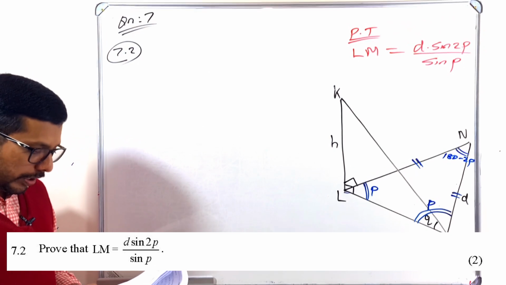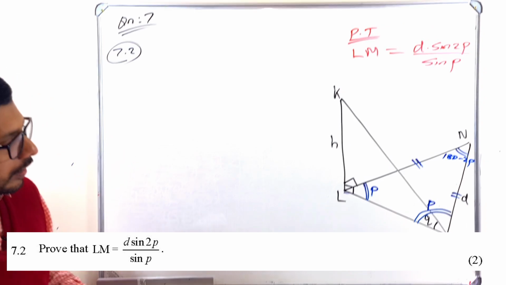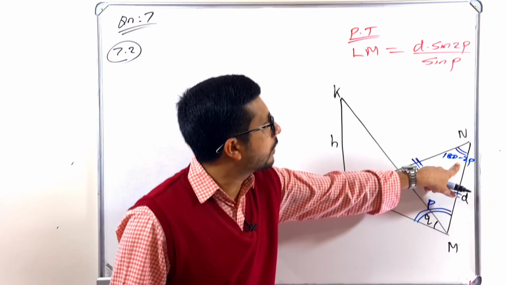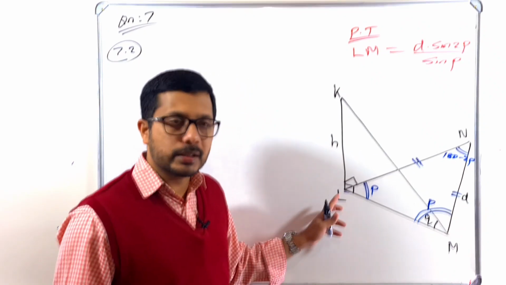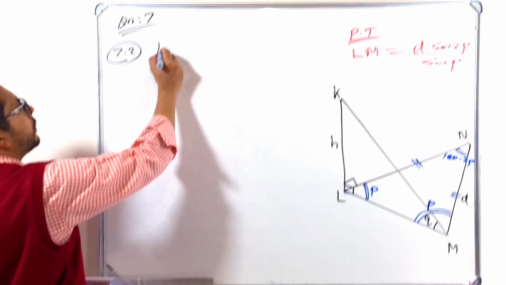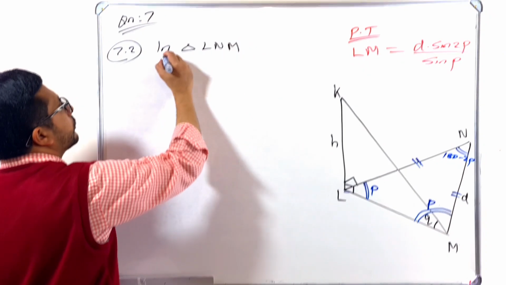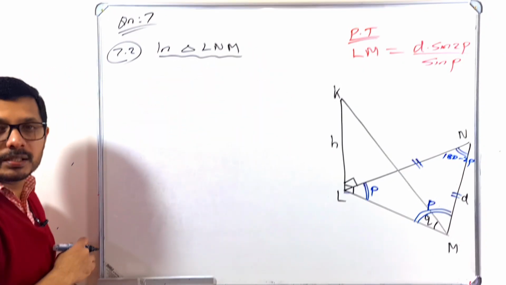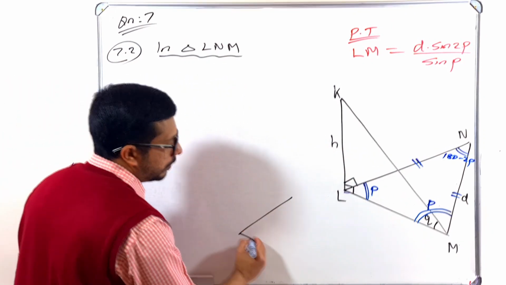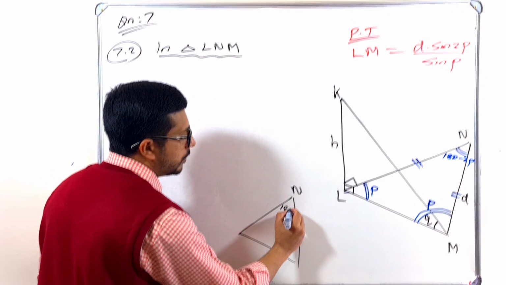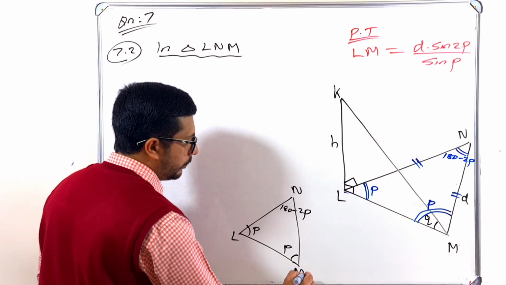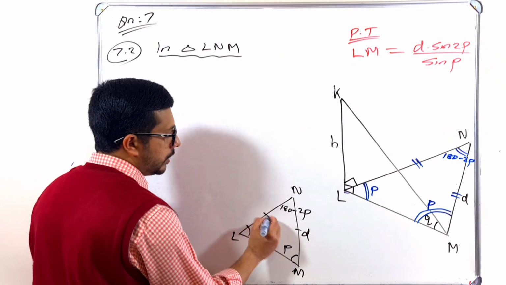So how can we prove that one? Here LM is this one, with sine 2P; 180 minus 2P is here, then P is here. So they are taking the same triangle, LNM. In triangle LNM, sine is there, so somehow they used the sine rule. So how can you apply that sine rule? This is our N, this is 180 minus 2P, this is P, this one is also P, this is L, M, and this one is D, this one is also D.